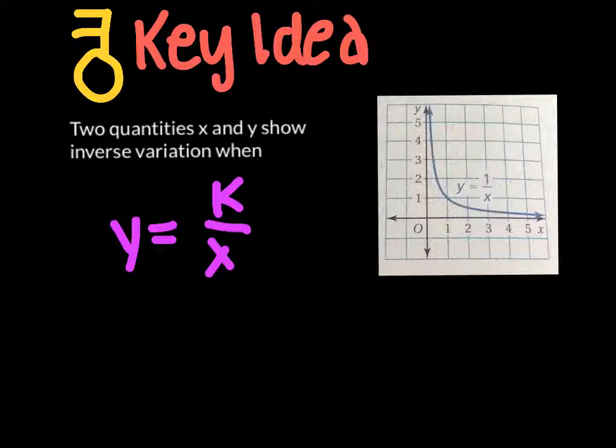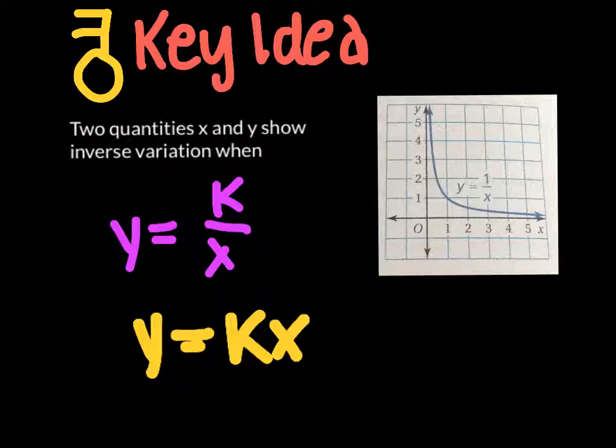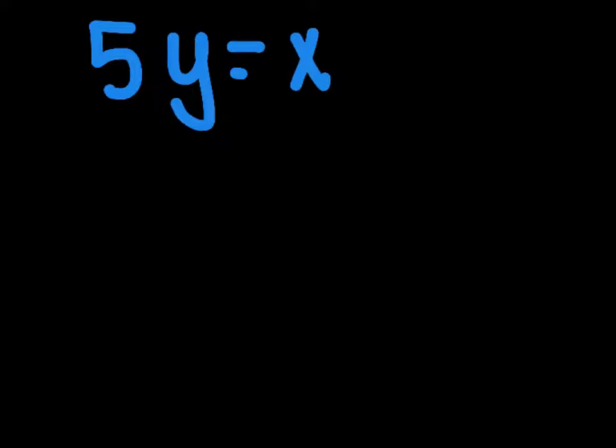Today's key idea is inverse variation, which is when two quantities x and y show inverse variation when y equals k over x, where k is a number and k is not 0. So basically, inverse variation is like the opposite of direct variation, because we knew that in direct variation the equation was y equals kx. Well, now inverse variation is y equals k over x. And we're going to get a little bit into it in the more examples.